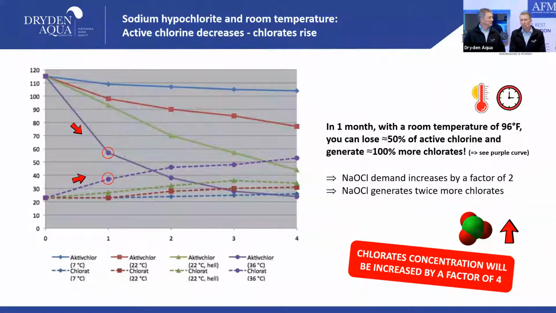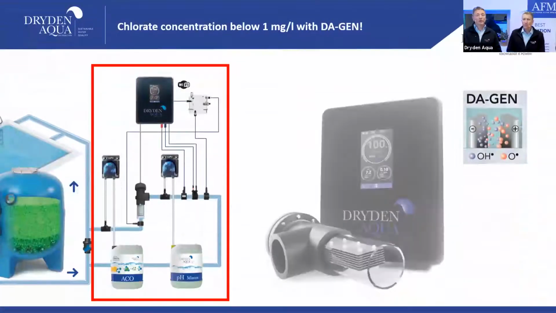Yeah, that's nicely summarized. I think most of us know that sodium hypochlorite breaks down quickly, right? It loses active chlorine. What not very many people know is that at the same time we are forming these chlorates, and most people are not aware how quickly it goes down if you have high temperature or light. Light and high temperature is really the worst thing.